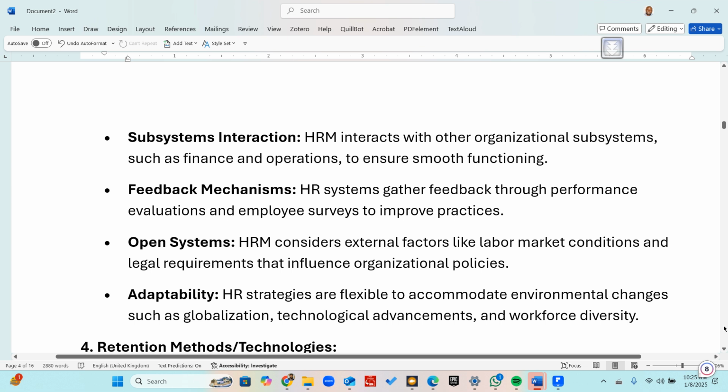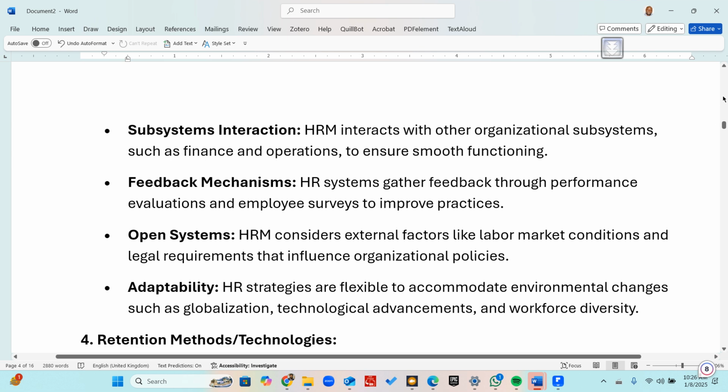Subsystem interaction: HRM interacts with other organizational subsystems, such as finance and operations, to make sure everything functions well and smoothly. Feedback mechanism: the HR system gathers feedback through performance evaluations and employee surveys to improve practices. Open systems: HRM considers external factors like labor market conditions, legal requirements, competitors, and other things that influence organizational policy. Adaptability: HR strategies are flexible to accommodate environmental changes such as globalization, technological advancement, and workplace diversity.